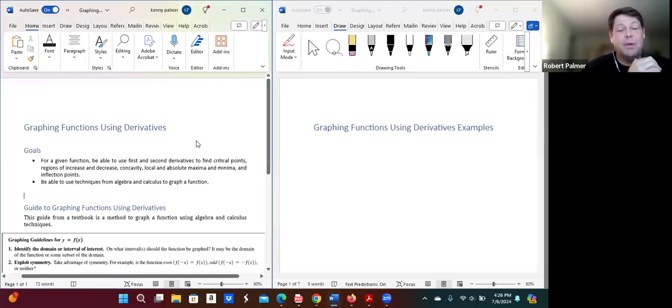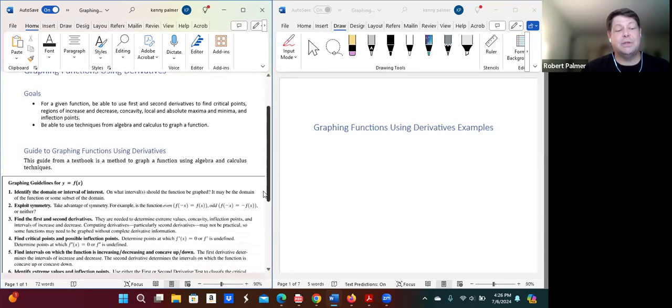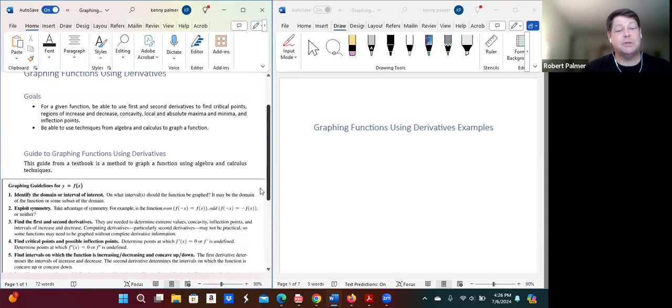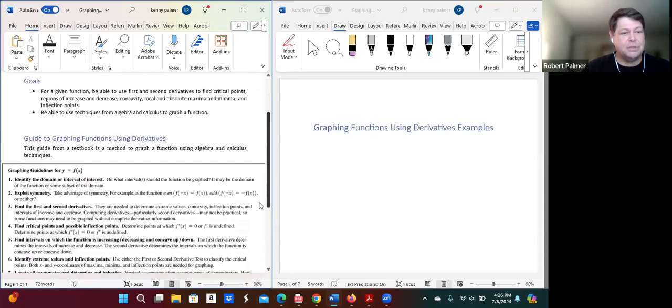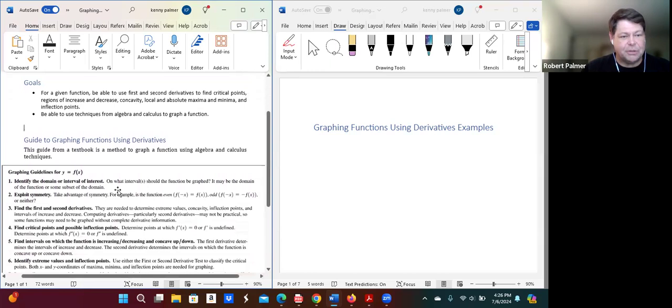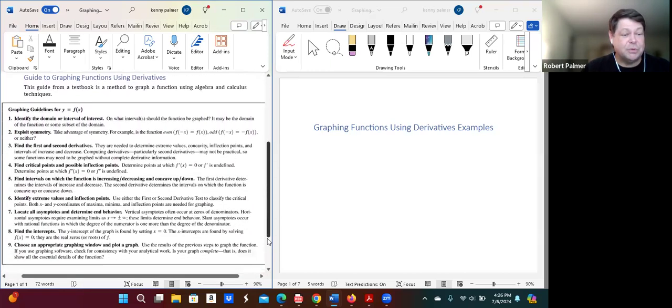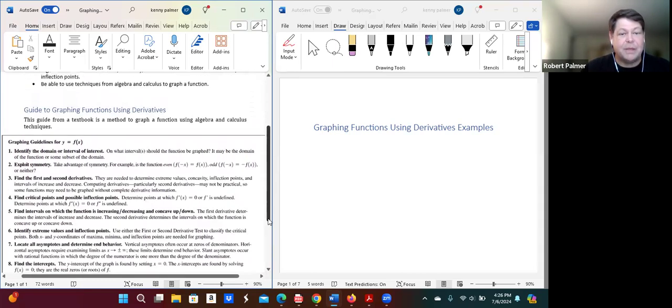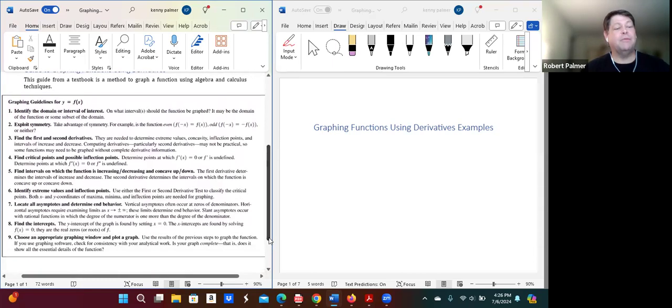And once again, this is useful for helping to better understand how you can use algebra and calculus. And also, this is basically the way people before computers and calculators had to graph functions, especially complicated functions. So here's a guide to graphing functions. This is actually taken from a textbook, so instead of rewriting all these things, I'll basically talk through them, and then we'll do a couple examples.